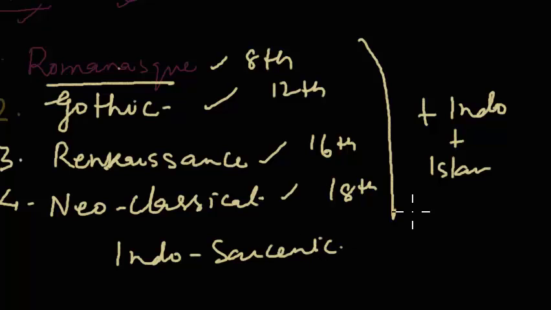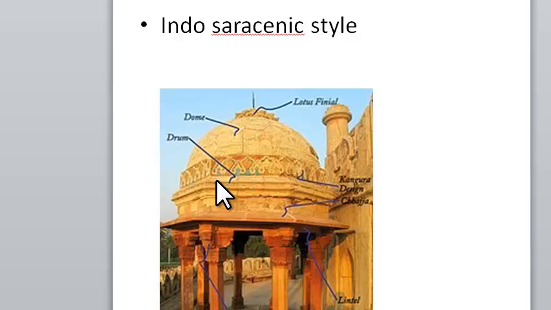Now let me show you some Indo-Saracenic which we have seen earlier. Here we have the Indo-Saracenic style, in which you find these finials. This is the lotus finial, a lotus-shaped structure. This is the dome, and this is the drum. There are some geometrical patterns just between the drum and the dome. These are the Islamic motif structures.